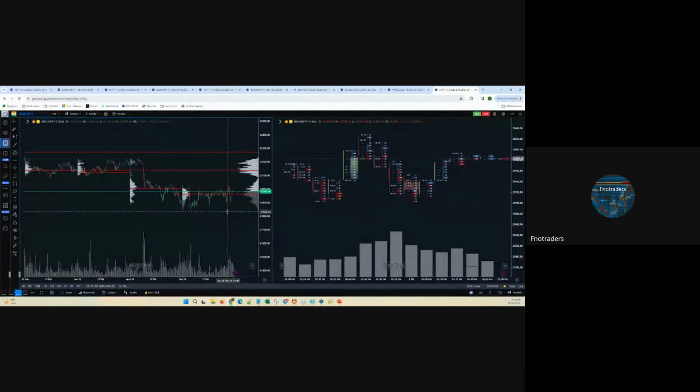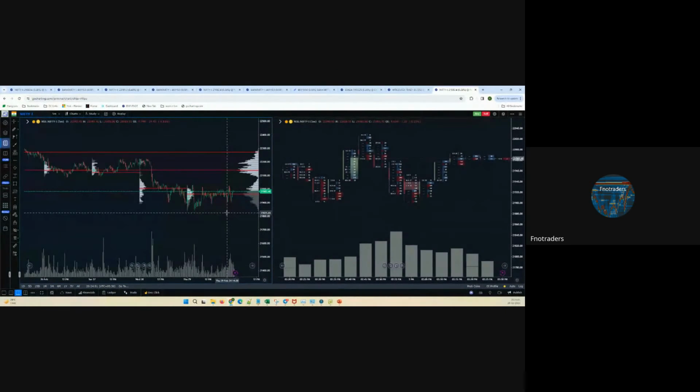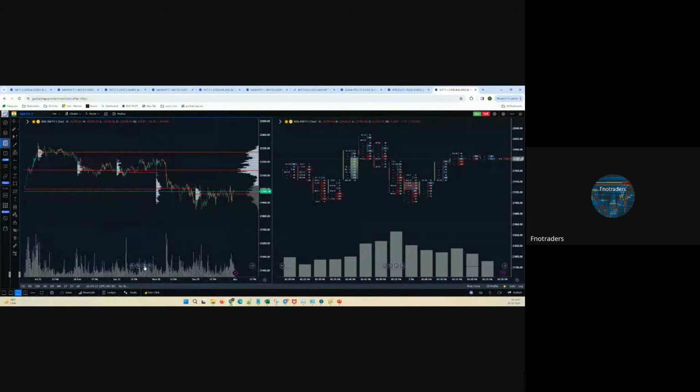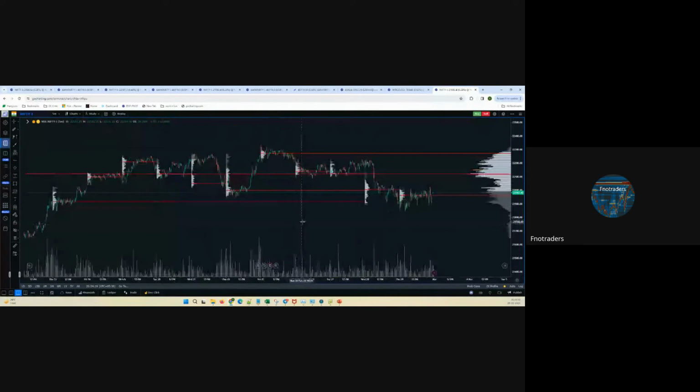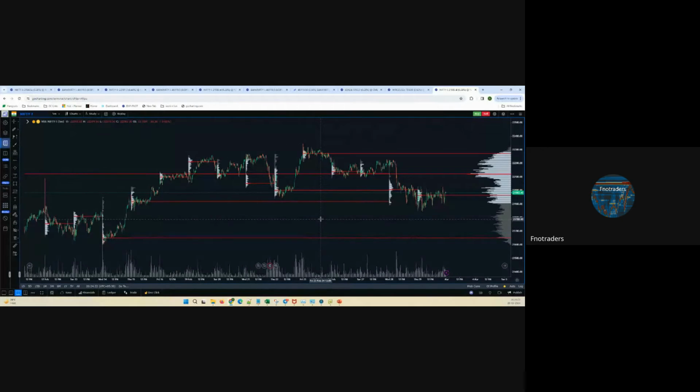Generally, what we try to do, if you remember, guys, last time, we spoke about volume, market being in balance and out of balance. Screen is too small and blurry. Is it okay?